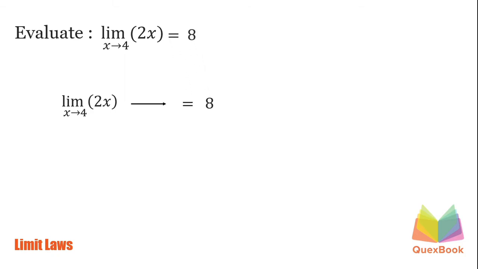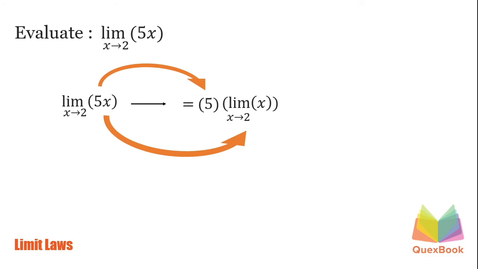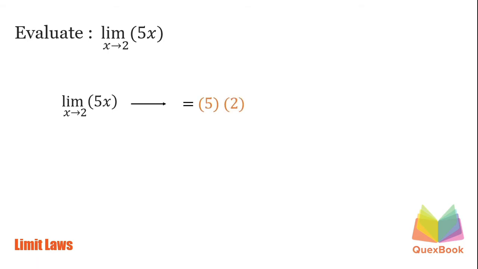So let's try another example. We have the limit of 5x as x approaches 2. Take out 5 and then evaluate the limit of the remaining function. So the limit of x as x approaches 2 is 2. Multiplying it by 5, we will be having 10. Therefore, the limit of this function is 10.